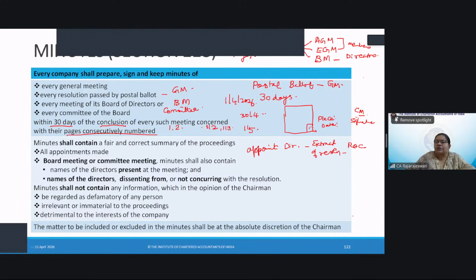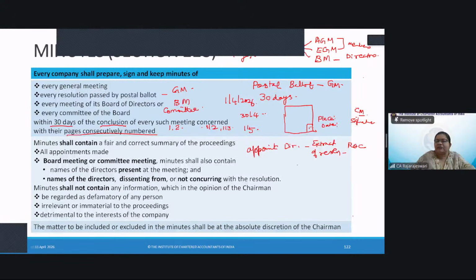The minutes extract of the resolution should also be attached in the form. Once it is signed, it is proper, it is pakka, and then you take the extract and give it to the ROC. So within 30 days, you should also file the form if any resolutions are passed. You record it in the minutes and you give it.